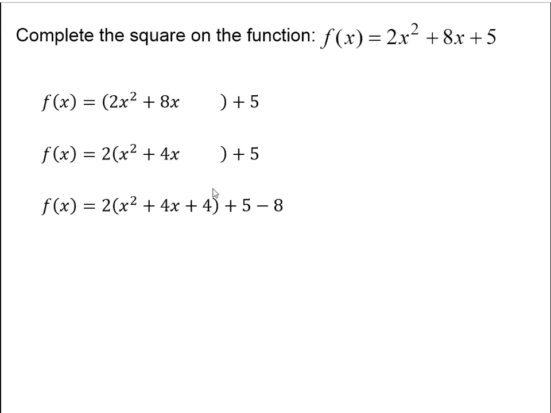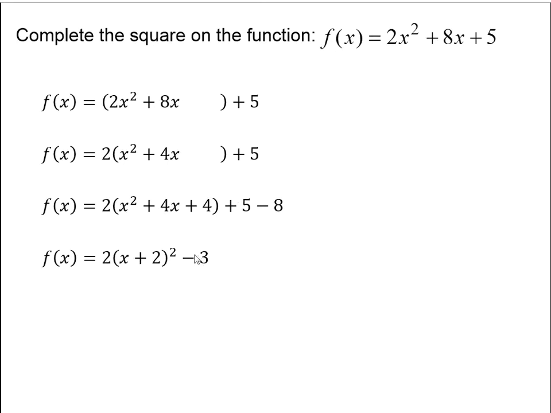Now I've got to keep the equation balanced. So what I technically added was 2 times 4, I added 8 on the right-hand side of the equation. So I would need to subtract it from the same side. So that's what I did: I added 8 and then subtracted 8 on the same side of the equation. And then this is a perfect square. That factors as 2 times x plus 2 squared, and then 5 minus 8 is negative 3.